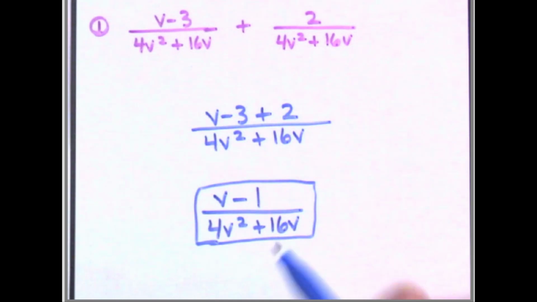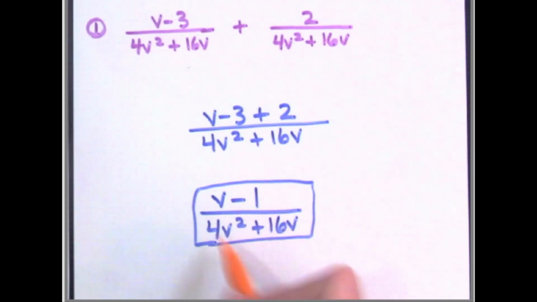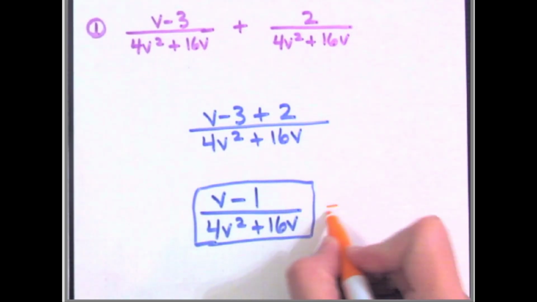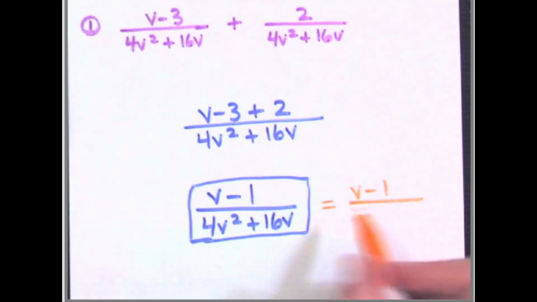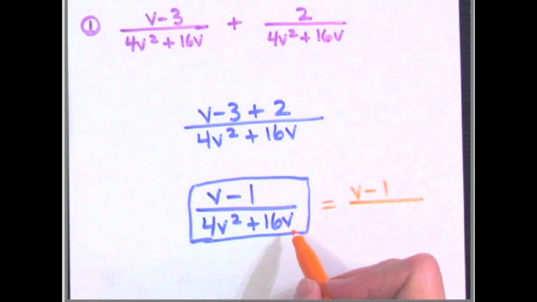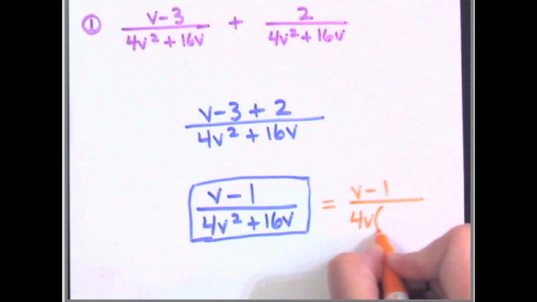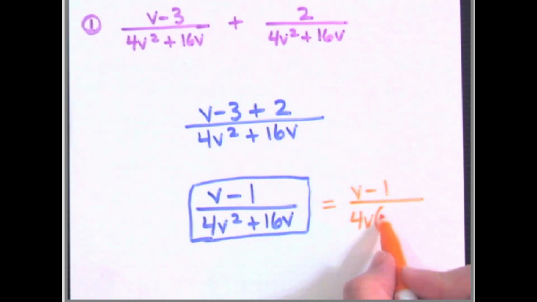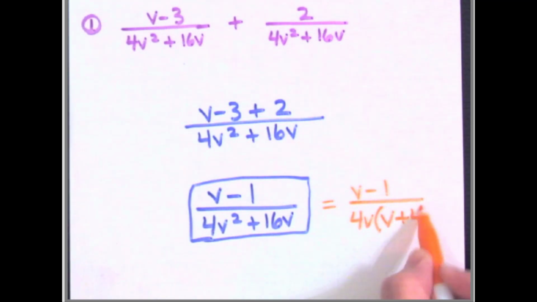On some tests, you might see this as an answer, or you might see it in factored form. Remember, factored form is really good if you have to graph and you need to know what your domain is, because we can't divide by 0. So you might see it written like this. We can't do anything to that numerator, but in the denominator, I can factor out the GCF, which is 4v. So 4v squared divided by 4v is v, and 16v divided by 4v is 4.